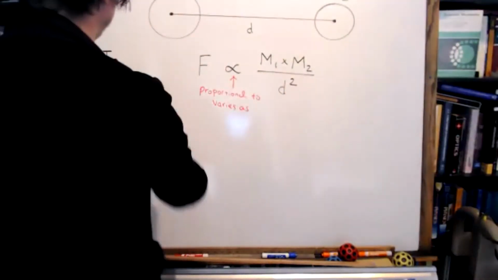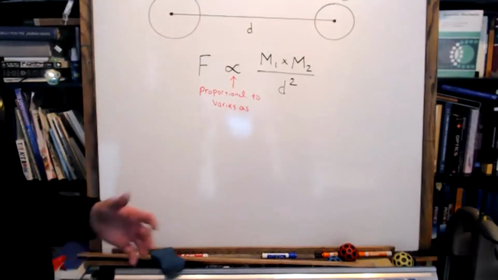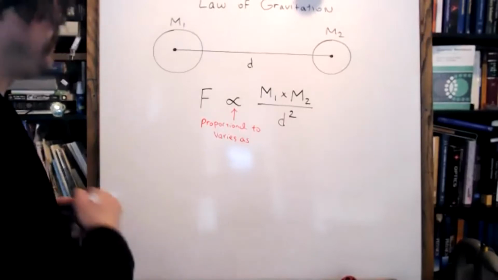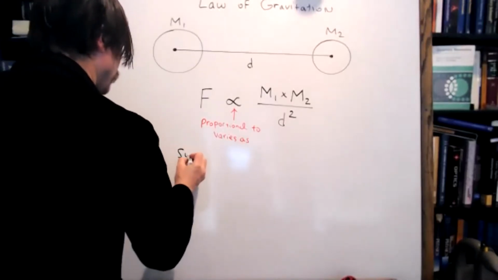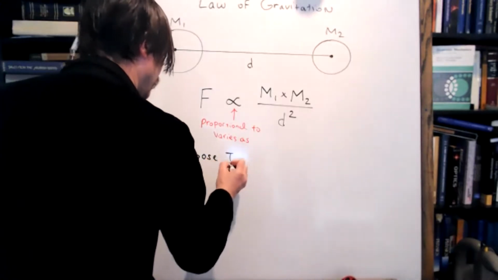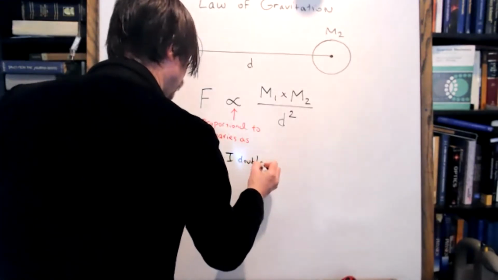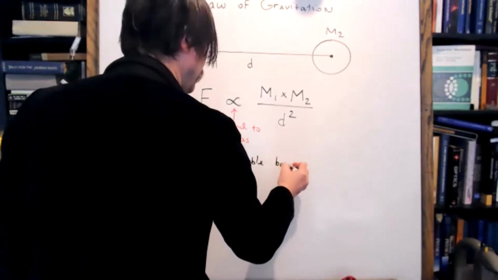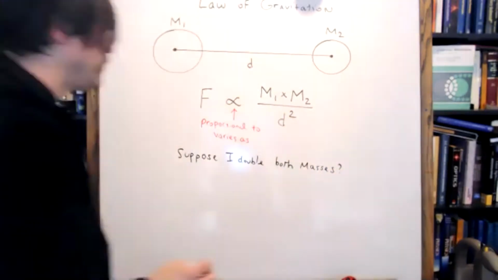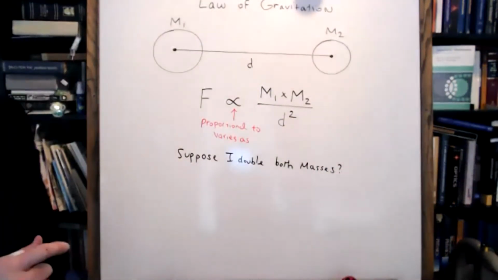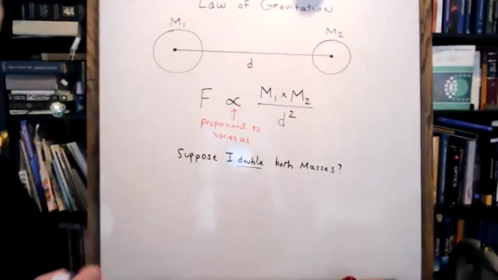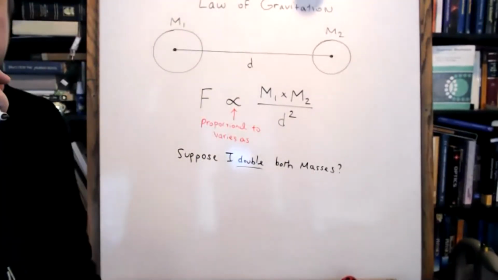Now it's your turn to prove to me that you understood what I just did there, because this is going to be one of our first homework assignments. Suppose I double both masses. Can you guys tell me how the force of gravity would change if I double both the masses simultaneously?